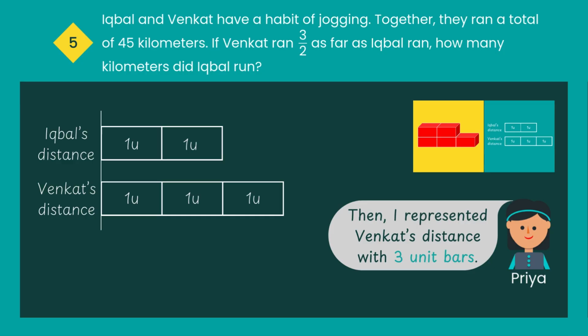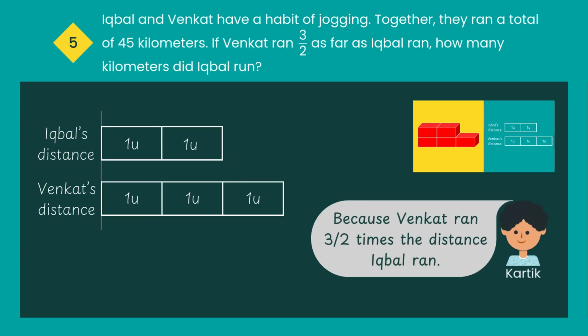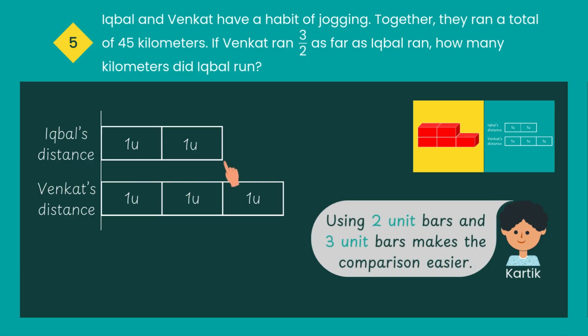That's an interesting approach. Can anyone guess why Priya chose to use 2-unit bars for Iqbal instead of just 1? Exactly, Kartik. It's because Venkat ran 3/2 times the distance Iqbal ran. So, using 2-unit bars for Iqbal and 3-unit bars for Venkat makes the comparison easier. Great thinking. Does that make sense to everyone?